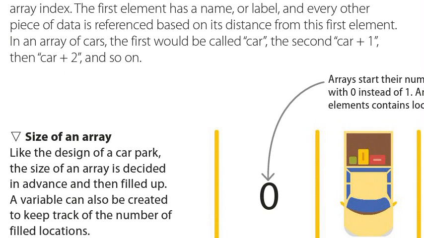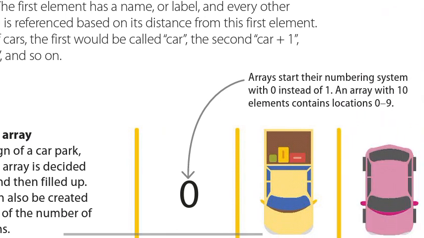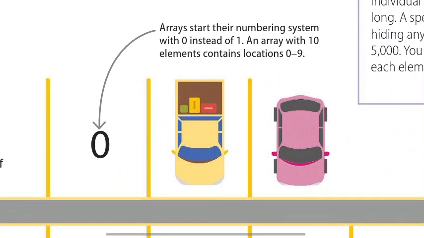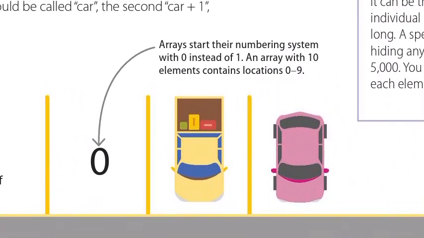The first element has a name or label, and every other piece of data is referenced based on its distance from its first element. In an array of cars, the first would be called car, the second car plus 1, then car plus 2, and so on. Arrays start their numbering system with 0 instead of 1. An array with 10 elements contains locations 0 to 9.